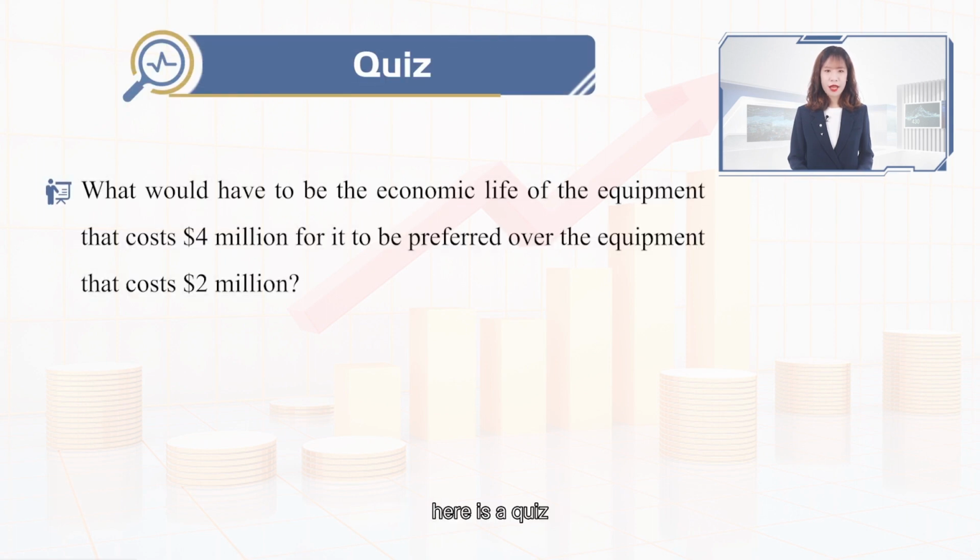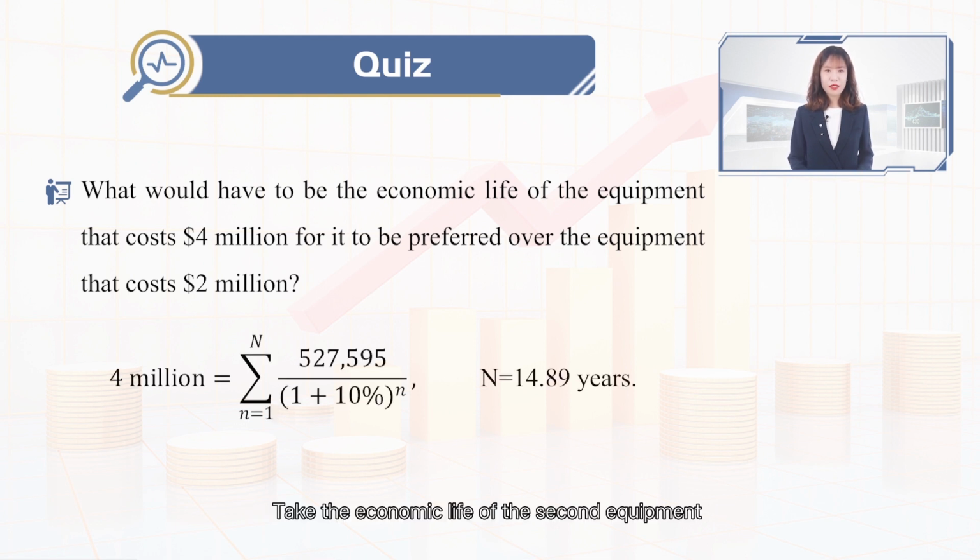Following this example, here is a quiz. What would have to be the economic life of the machine that costs $4 million for it to be preferred over the machine that costs $2 million? Take the economic life of the second equipment as an unknown parameter n and set the annualized capital cost of the first equipment, $527,595, equal to the one of the second equipment.